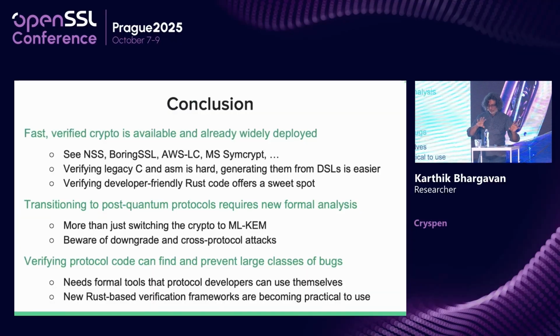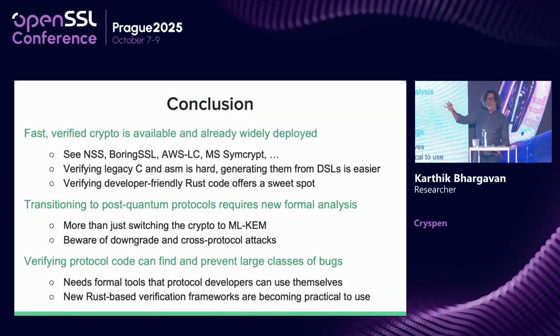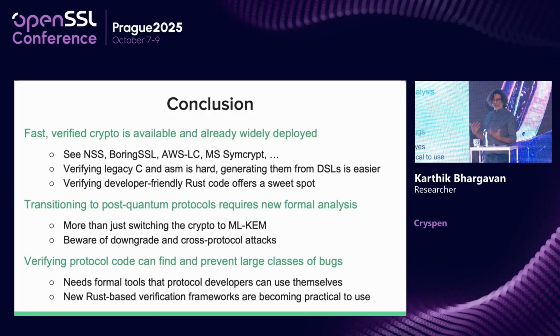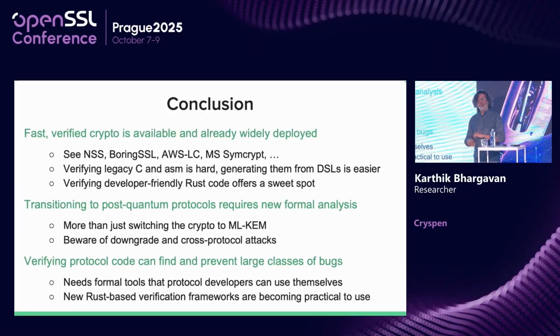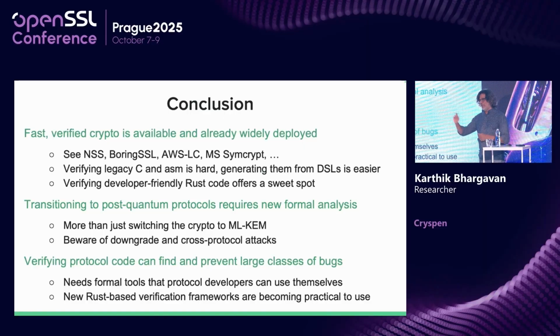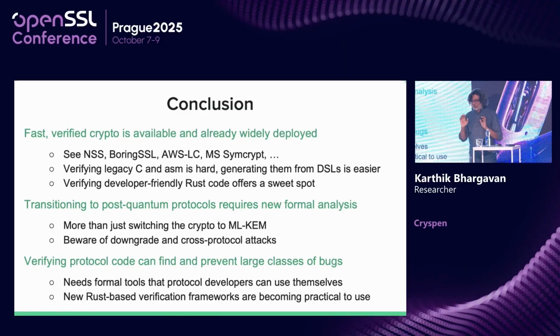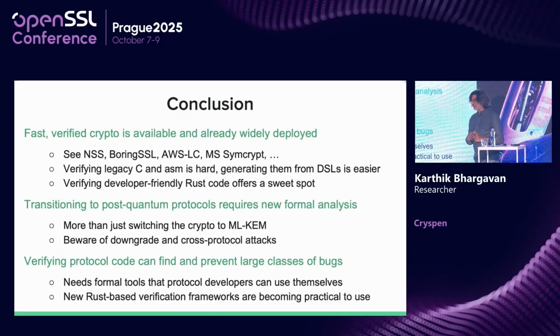I showed you quite a few different things you can do with formal methods, with machine-checked proofs, and so on, and they are very different in spirit, and they fall at different parts of OpenSSL and the protocol landscape. The first is verified crypto. Fast verified crypto is already available now. Amazon does this, Microsoft does this, Google does this, NSS does this. So maybe OpenSSL should also do this, right?